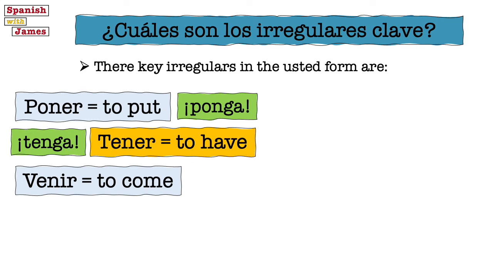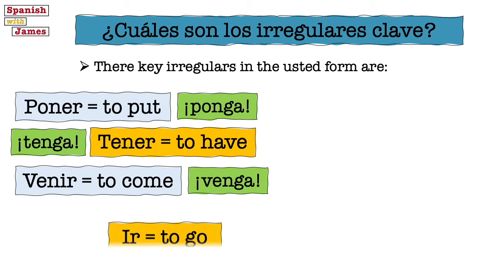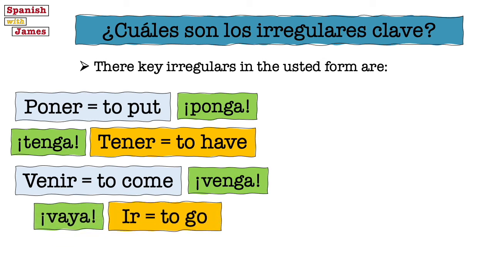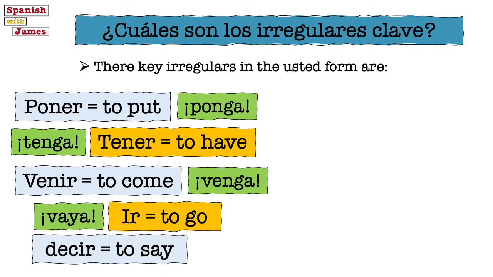Venir, another go verb, that one becomes venga. So you can say to someone, venga, come on, venga aquí, come here. Ir becomes vaya. That one's quite different. So that's how you can say go. Váyase, go away, politely to someone that you respect, so you're probably unlikely to use that one.